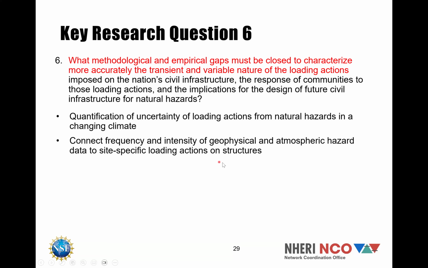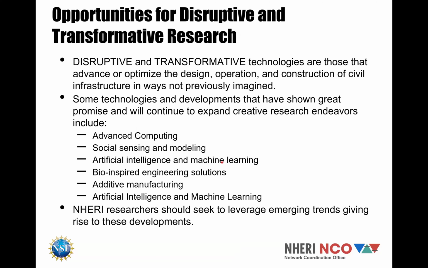Connect frequency and intensity of geophysical and atmospheric hazards data to site-specific loading actions. So as I was saying, with the multiple storms going over Maria and over Puerto Rico and the US Virgin Islands, trying to take from the modeling of the hurricane all the way down to the effects on a site-specific building is not something we do. But if you can generate a model that does that reliably, that could be a very useful tool. All right. So any questions or any ideas?